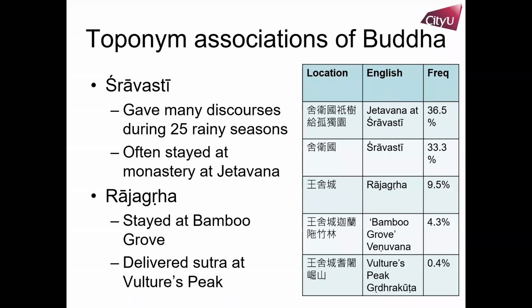And here are the top locations associated with Buddha. So there are mainly two regions here. Sravasti is the place where he gave many discourses during 25 seasons. That's the place where he would stay during a rainy season to teach. And when he does that, often staying at a monastery called Jetavana. So that's also one of the top locations.